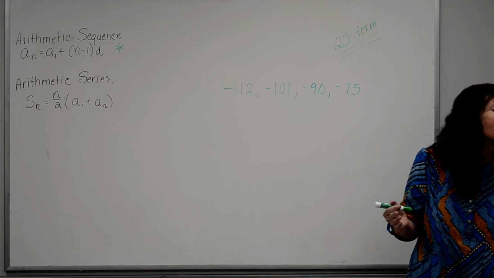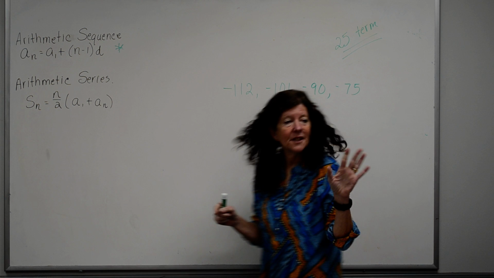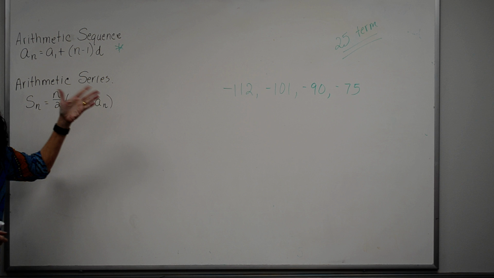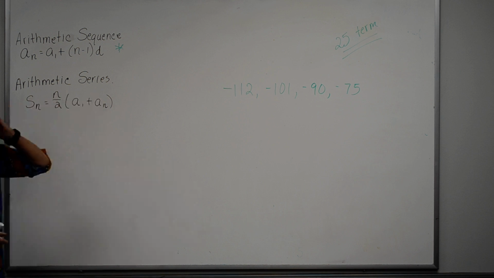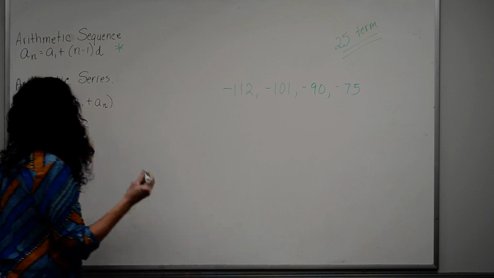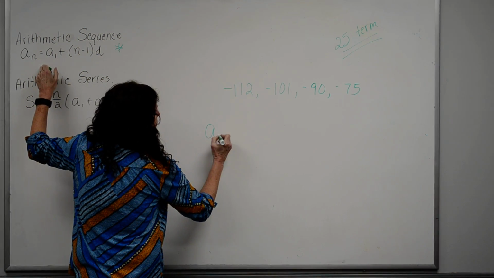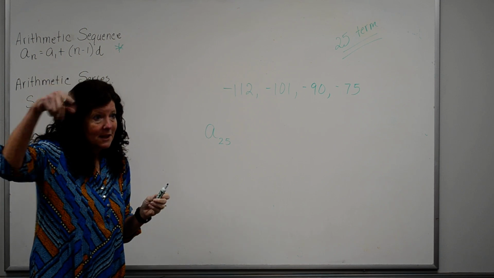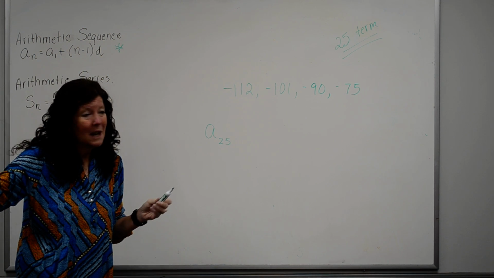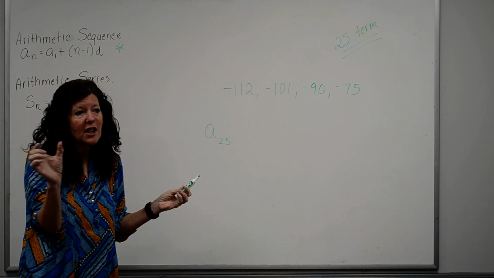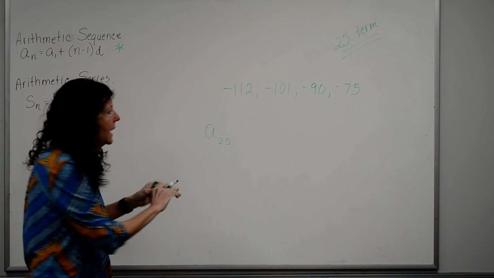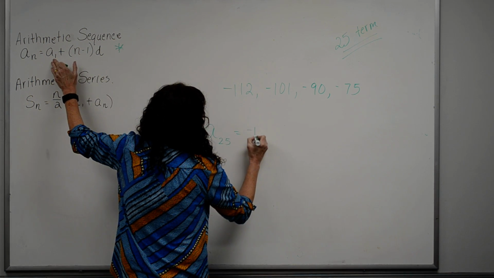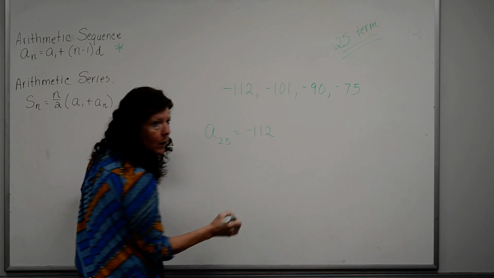The sub really doesn't affect it. The only thing the sub does, like sub 1 and sub n, is tell you which term you're looking at. So on this particular one, I'm looking for a sub 25. It's almost like the prime and the double prime when we did the transformations. It doesn't affect the problem, it just identifies it. So I have a sub 25, then a sub 1 is my negative 112.